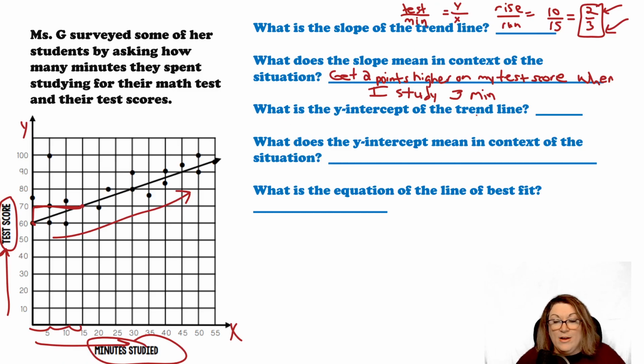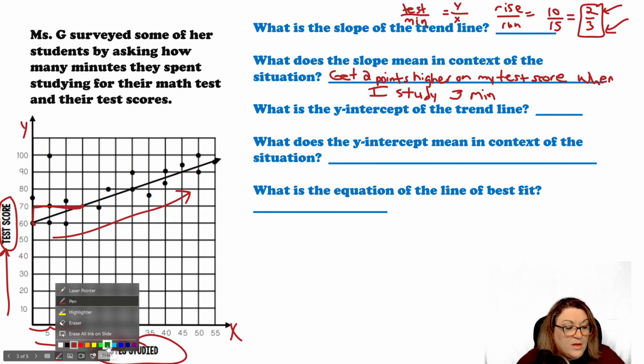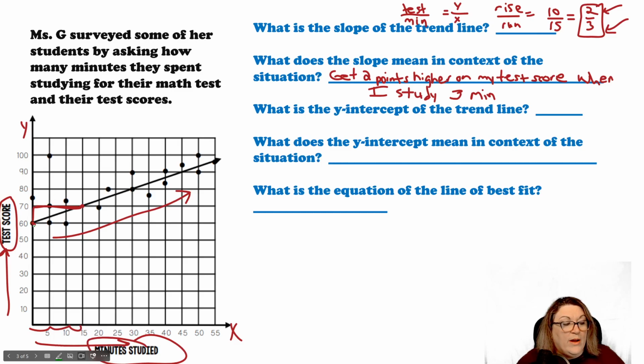What is the y-intercept of the trend line? So let me switch colors. Let's go to green this time. Okay, and now we're looking at the y-intercept. Well, if you look at where your line of best fit, your trend line, is crossing the y-axis, right here at the 60. Okay, now we know that that point is 0, 60. It's not just 60, it's the point 0, 60, right?